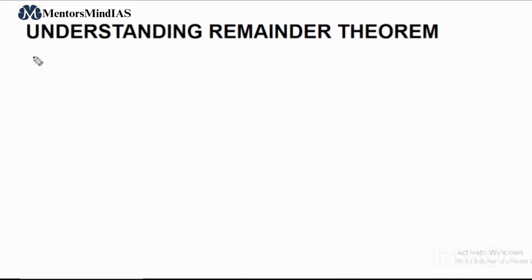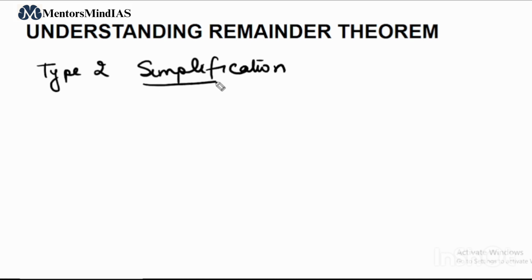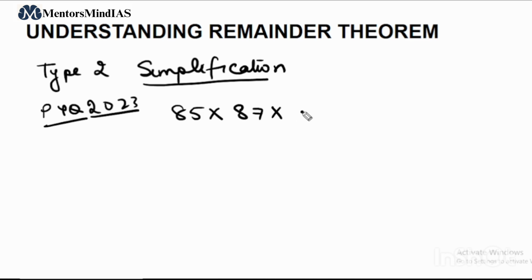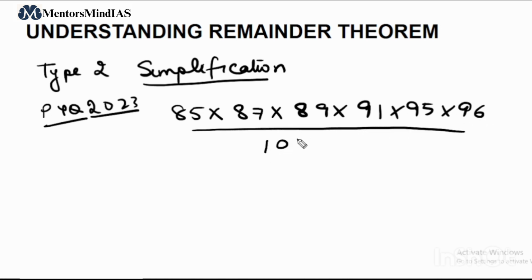So now let us see type 2, where simplification is possible. I will explain it with the help of a PYQ, which was asked in the 2023 prelims. It is a simple question. The only thing is, if you know the remainder theorem, you will be able to solve it very easily. Here it is 85 into 87 into 89 into 91 into 95 into 96. We have to divide it by 100 and find the remainder.